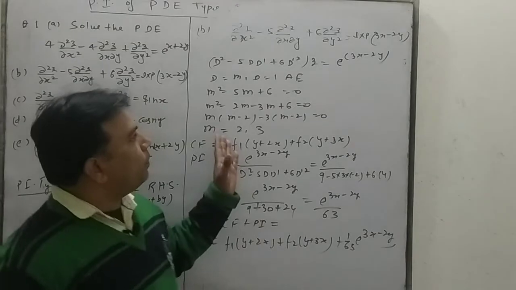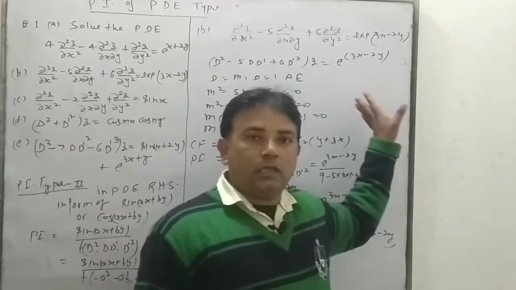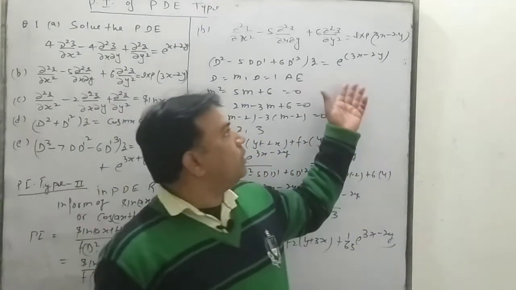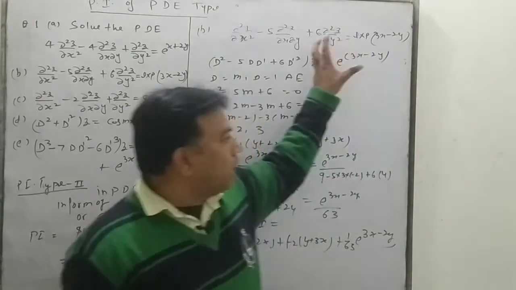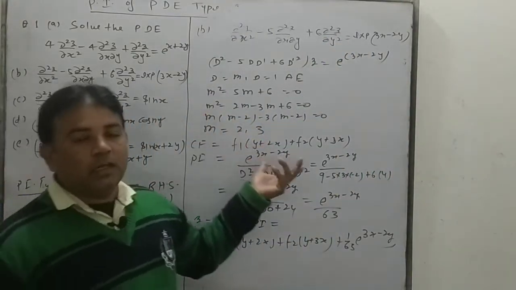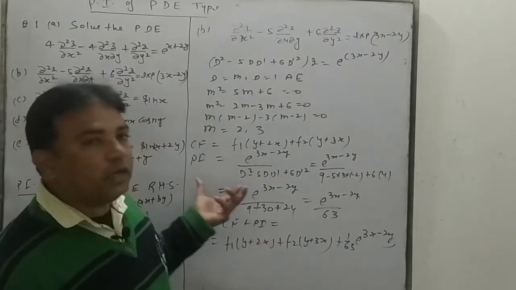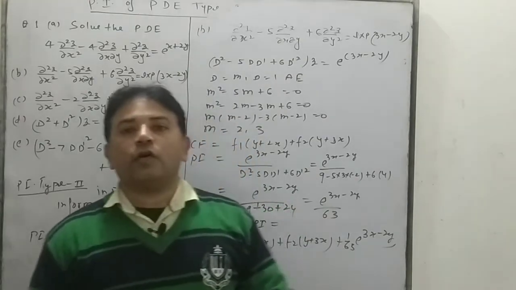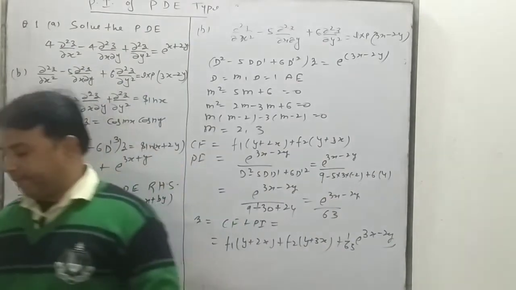This is a very simple question. So this is the first type of PI. How to find the PI of a partial differential equation of the first type, e to the power ax plus by. These examples represent this method. You understand all these very simple questions, but they are very important for your exams. So please make a note.